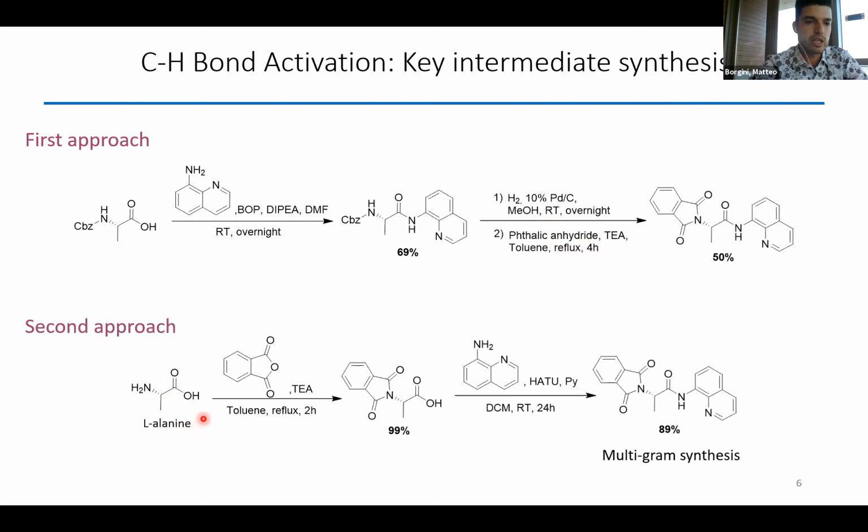So we switched to this second approach, starting from L-alanine, which was phthalimide protected, and then coupled with aminoquinoline using a different condition. And we were able to obtain multigrams of this key intermediate.